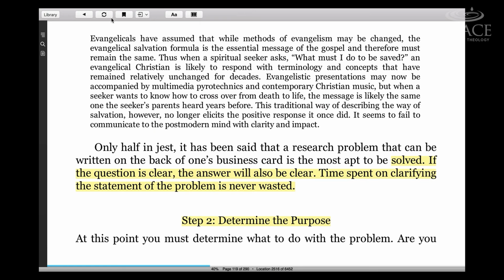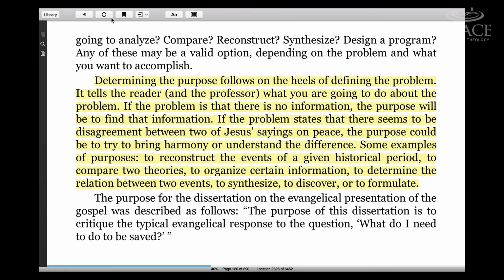Step 2, determine the purpose. What to do with the problem. Determining the purpose follows on the heels of defining the problem. It tells the reader and the professor what you're going to do about the problem. If the problem is that there is no information, the purpose will be to find that information. If the problem states that there seems to be a disagreement between two of Jesus' sayings on peace, the purpose could be to try to bring harmony or understand the difference.